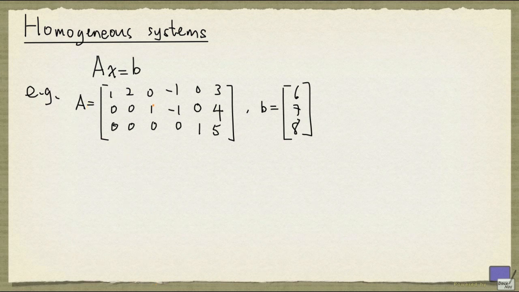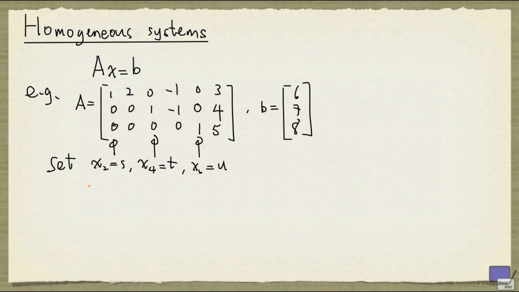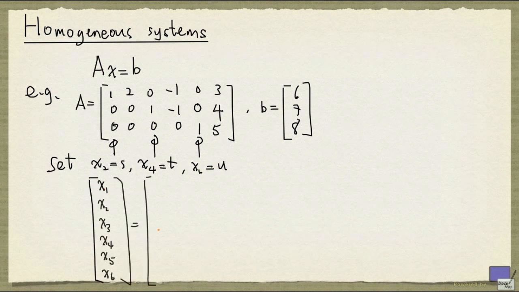Say the matrix A is given by this, and B is a tuple 6, 7, 8. Now notice that A is already in reduced row echelon form, and the pivot columns are column 1, column 3, and column 5. So the three free variables are x2, x4, and x6, and I'm going to set x2 to s, x4 to t, and x6 to u. That will give me the following solution.